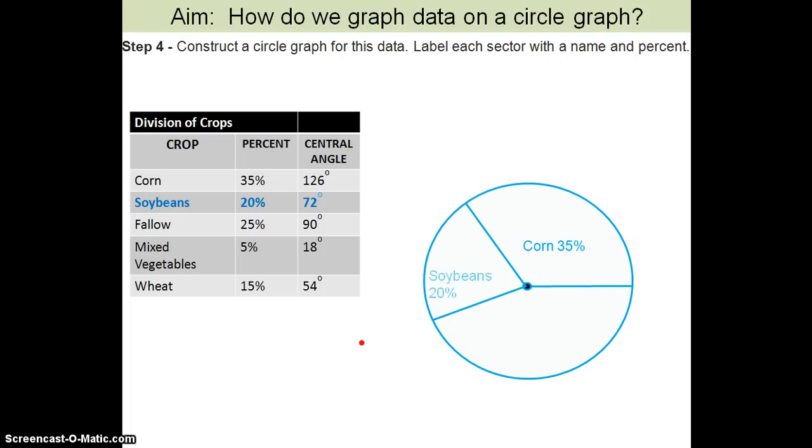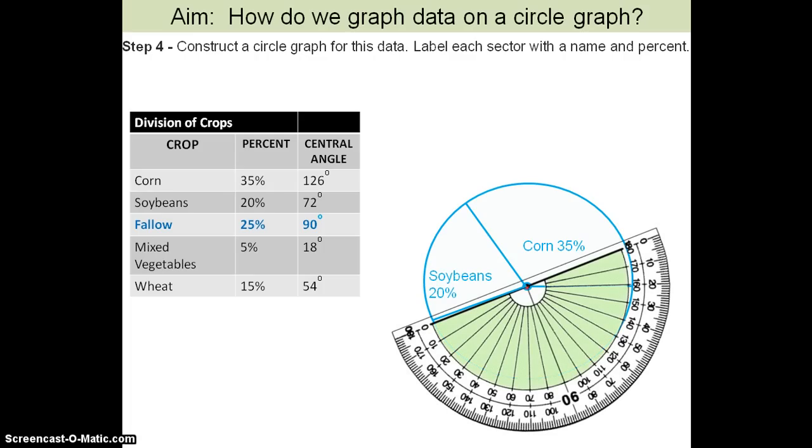Make sure we label as we go along. Okay, so we're almost halfway finished. Let's keep going. The next wedge is going to be a 90-degree wedge. So again, line up the center of your protractor. Notice we've rotated our protractor around upside down.